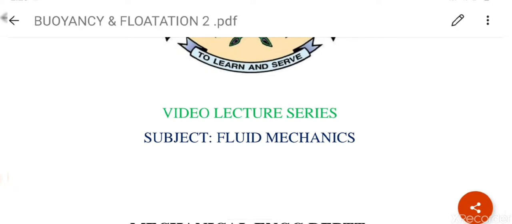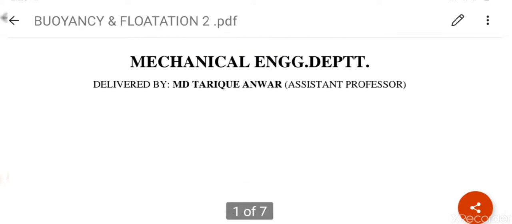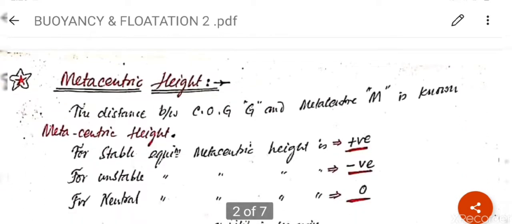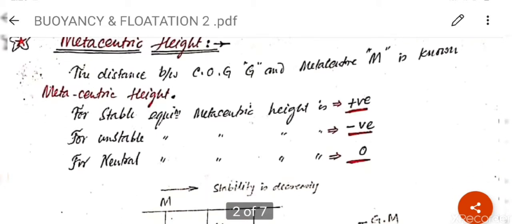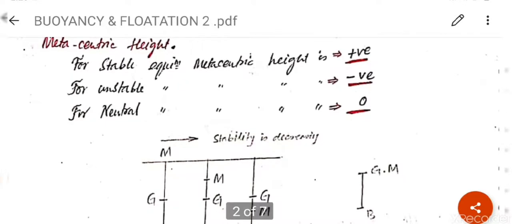So I am delivering a lecture on metacentric height. I have already discussed in the last lecture what is metacenter. So, what is metacentric height? It is the distance between the center of gravity G of the body and the metacenter M. For a stable equilibrium, metacentric height is positive, meaning M is above G.